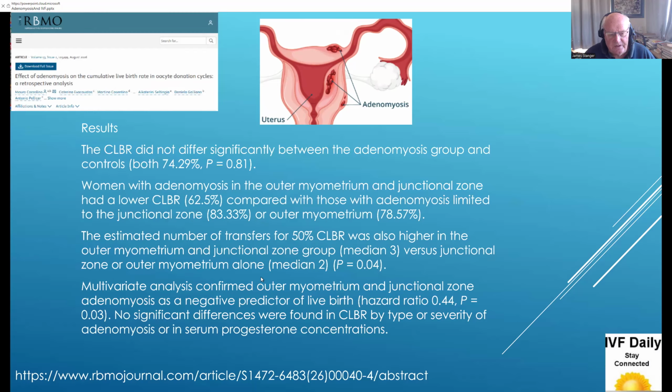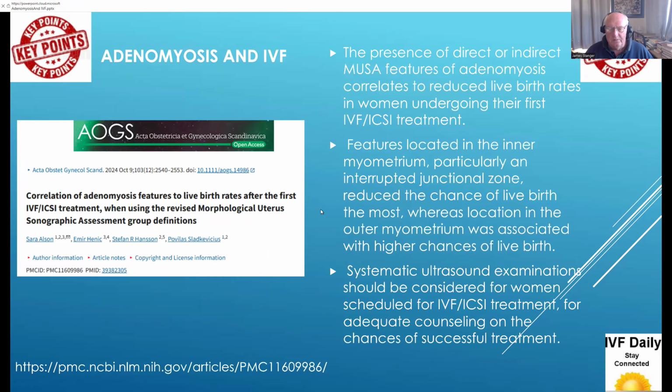Multivariate analysis confirmed outer myometrium and junctional zone adenomyosis as a negative predictor of live birth, right? But no significant difference was found in live birth by type or severity of adenomyosis or serum progesterone concentration. So even though there was a difference depending on where the adenomyosis is identified, the severity doesn't seem to be an indicator. So I just want to go back and look at a couple of other papers that might provide a bit more information for you.